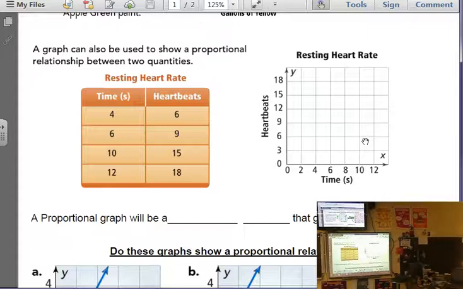So plot your seconds across your x values, your heartbeats up your y values, and then connect them all and see what you notice. Wait, are we going to do graphs? You're going to look at graphs in your homework and make inferences off of that.